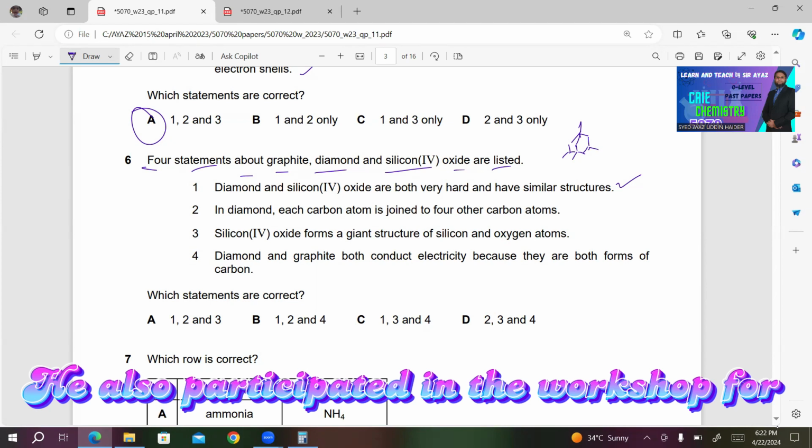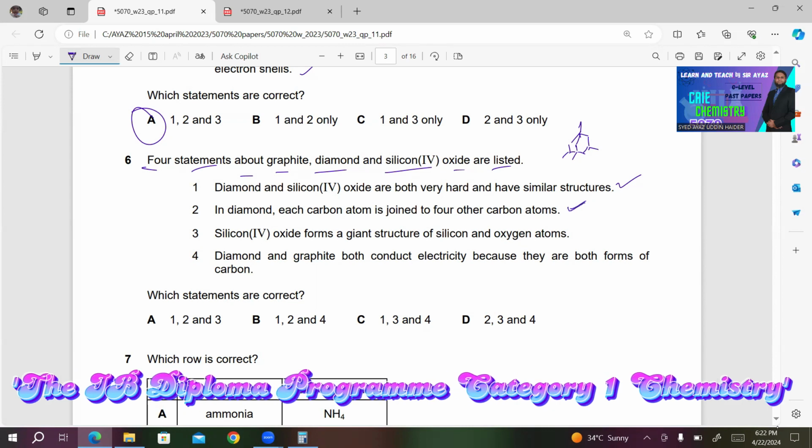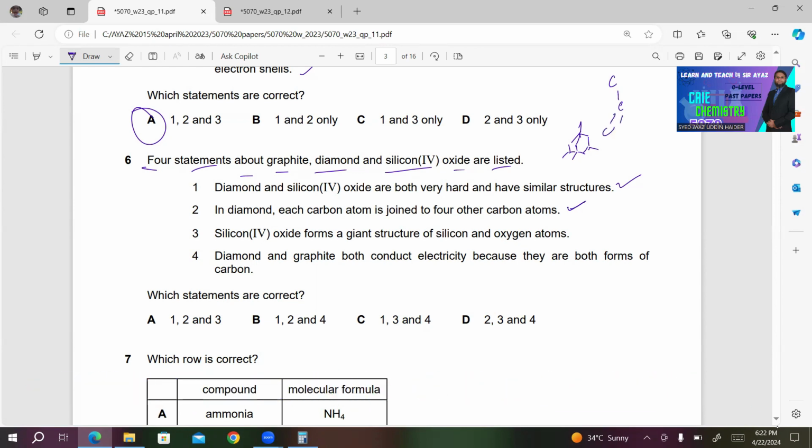Number 2, in diamond, each carbon atom is joined to 4 other carbon atoms. This is also correct, because in diamond, one carbon is attached to 4 other carbon atoms. Number 3, silicon(IV) oxide forms a giant structure of silicon and oxygen atoms. This is also correct because it is a giant structure of silicon and oxygen atoms.